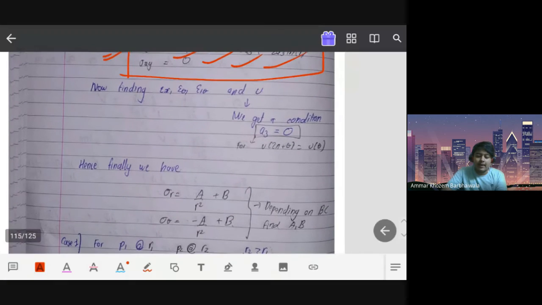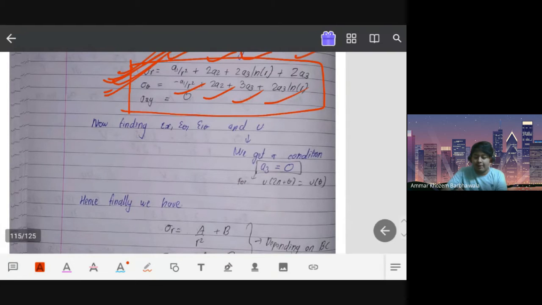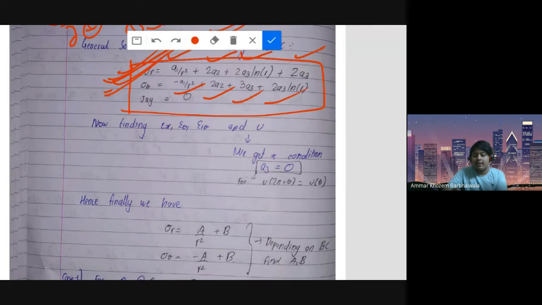Now that we have this, we can apply some boundary conditions. We cannot have ln terms in our solution, because ln terms would blow up at 0 and infinity.